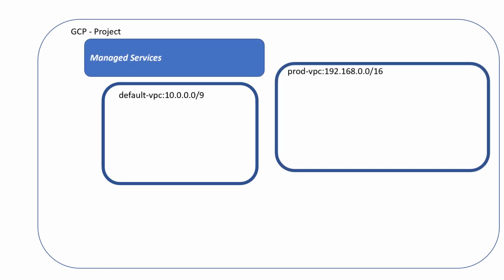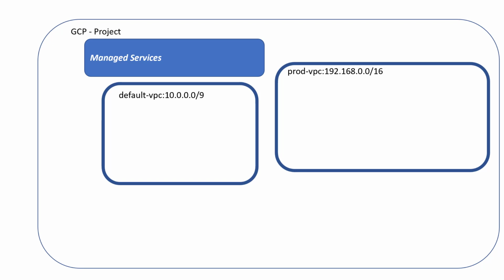So within this GCP project, when you create your first GCP project, you get something called a default VPC. The default VPC has a CIDR range of 10.0.0.0/9, and this is basically the VPC that is created for you by GCP itself. It's highly recommended that if you want to create something in production, you create your own VPCs. So for this example, I have created a separate VPC with a different CIDR range.